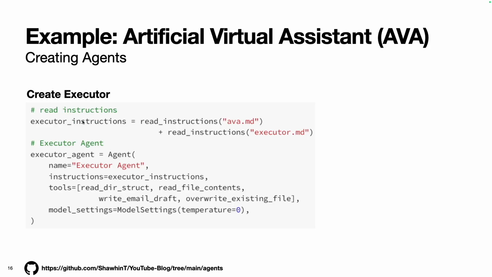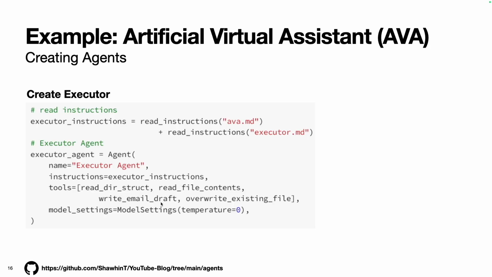Then in a similar way, we can create the executor agent. So we'll define the executor instructions in a similar way. We'll create the executor, give it its name, give it its instructions, and then give it tools. Ideally, the executor won't need to use these read tools because ideally the planner agent gives it all the information it needs to perform the task, but maybe that doesn't happen every single time. So I just included these two tools just in case.